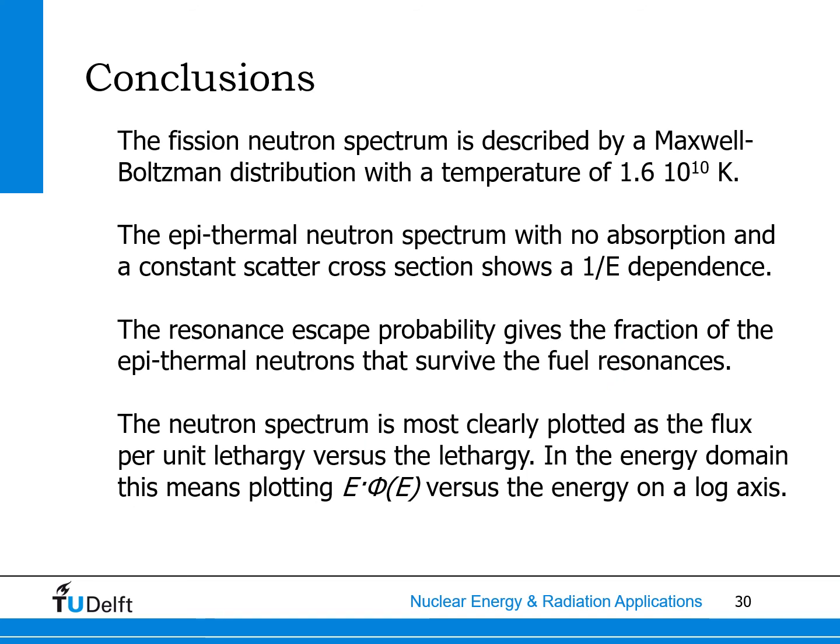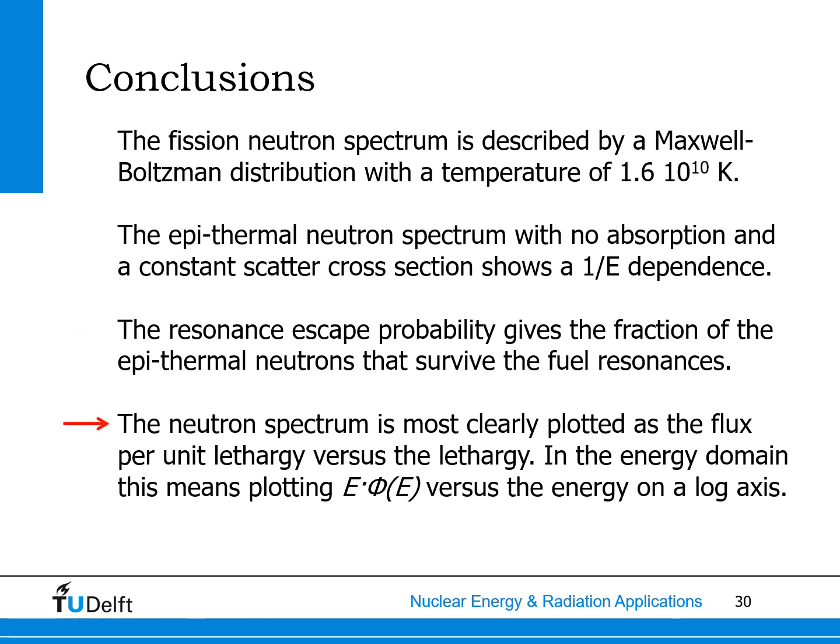We will finalize this lecture with a number of conclusions. First, the fission neutron spectrum is described by a Maxwell-Boltzmann distribution with a temperature of 1.6 times 10 to the 10 Kelvin. Alternatively, the Cranberg fit can be used. Secondly, the epithermal neutron spectrum with no absorption and no leakage and with a constant scatter cross-section shows a 1 over E energy dependence. Third, the resonance escape probability gives the fraction of the epithermal neutrons that have survived all fuel resonances.